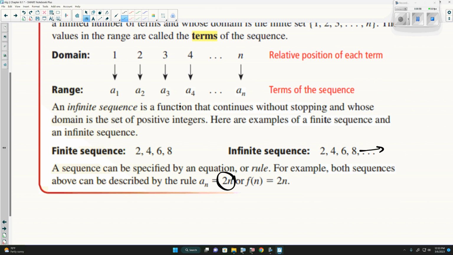Now, both of these are defined by the rule 2n, or f of n is 2n, or a sub n is 2n, where n is the numbered term, so whatever term we have in said sequence. Questions on this here?